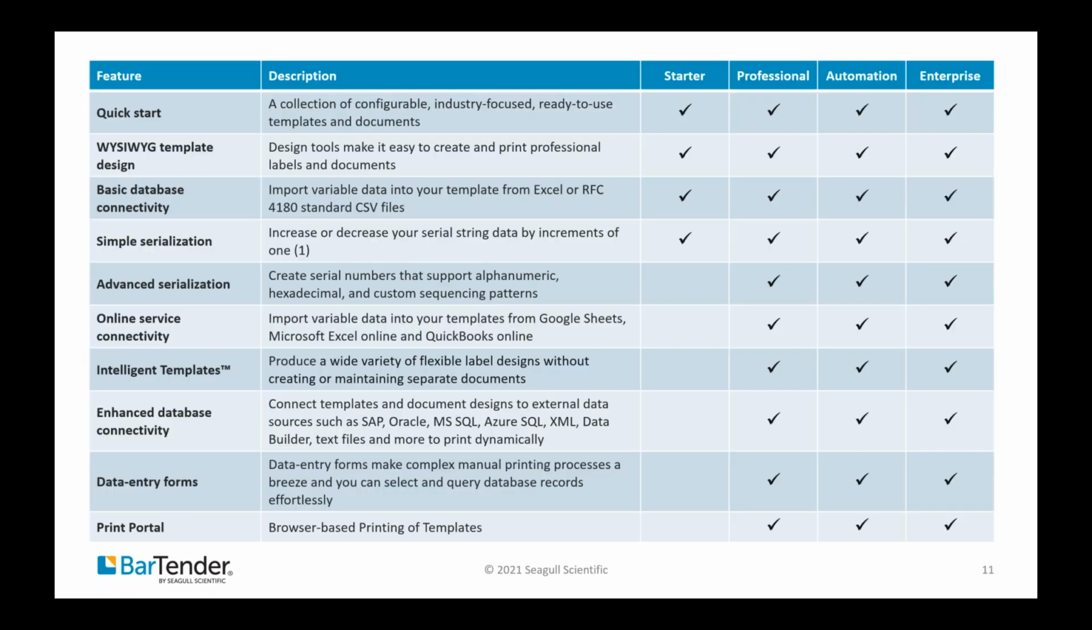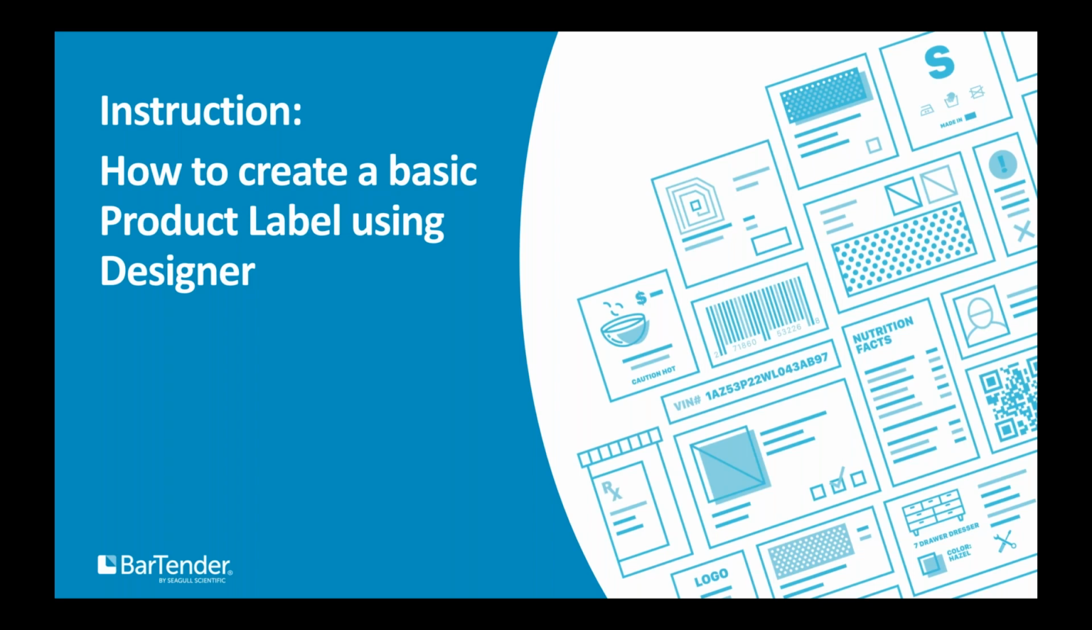Quick eye chart here, just showing you the different features, and as you can see, starter is pretty basic. And then things start to grow as you move into professional and automation. But let's get to the real reason I suspect most of you have come here, and that is, let's make a label. How easy is this, and what are we going to do?